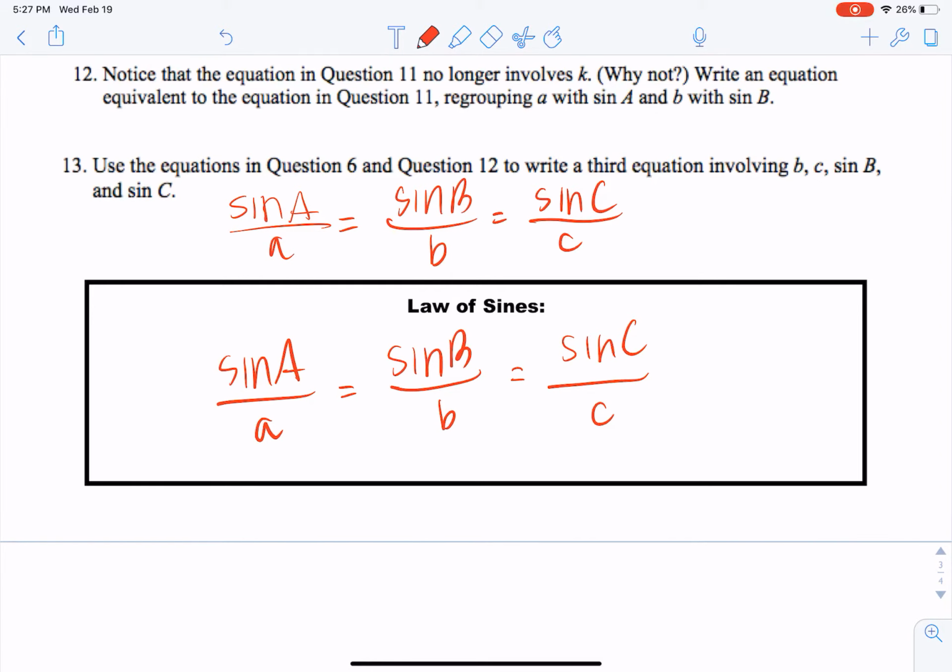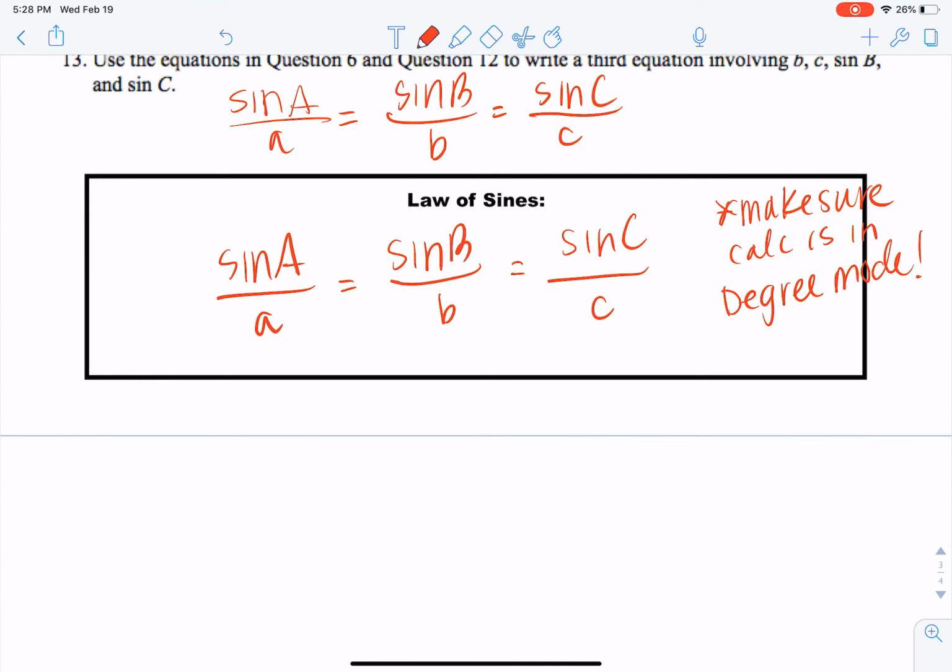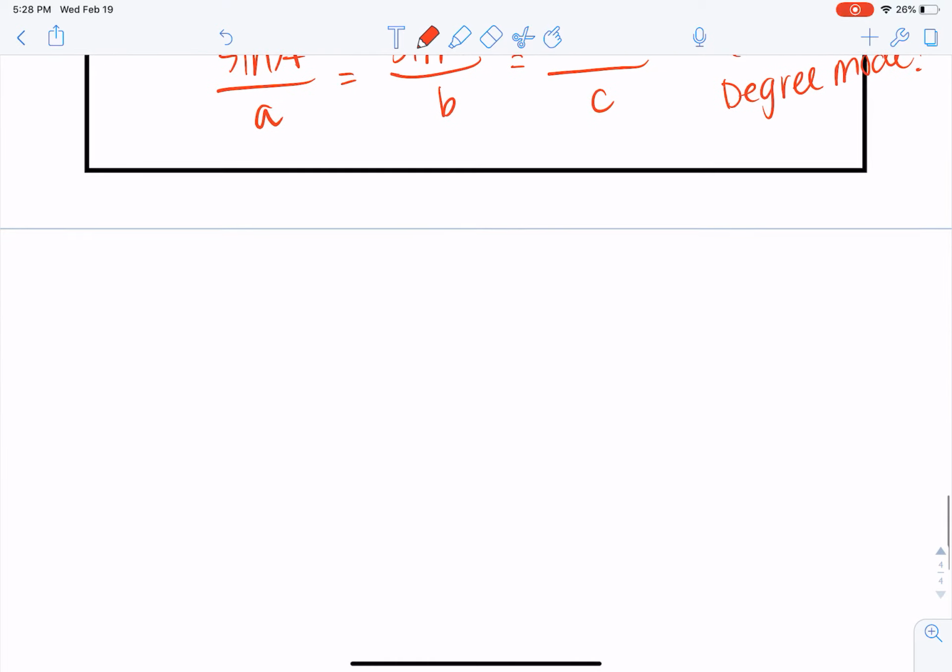It is a ratio that we will use as we move forward in solving these problems. And let's do some examples together. So it is a ratio between the angles and their sides. Something really important here, make sure that your calculator is in degree mode. And we'll only use 2 of these pieces at a time.